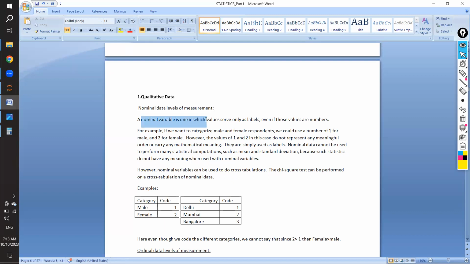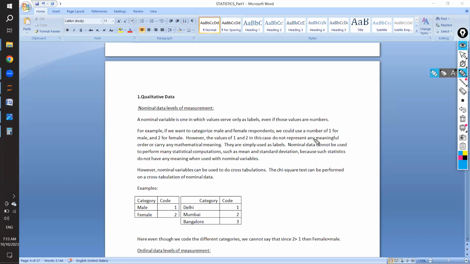Clear? A nominal variable is one in which values serve only as labels, even if those values are numbers. Should we start from 0 only, sir? Or else we can take any number. No, you can take any value. I'm just giving an example. For example, if you want to categorize male and female, here we can take male as 1 and female as 2. That's fine. Or you can also take female as 1 and male as 2.